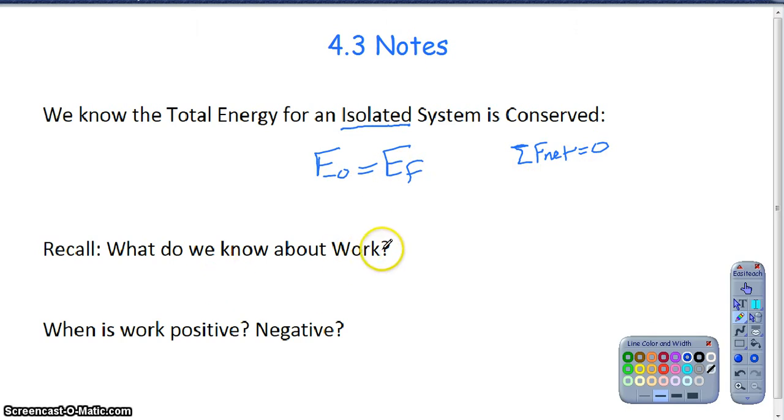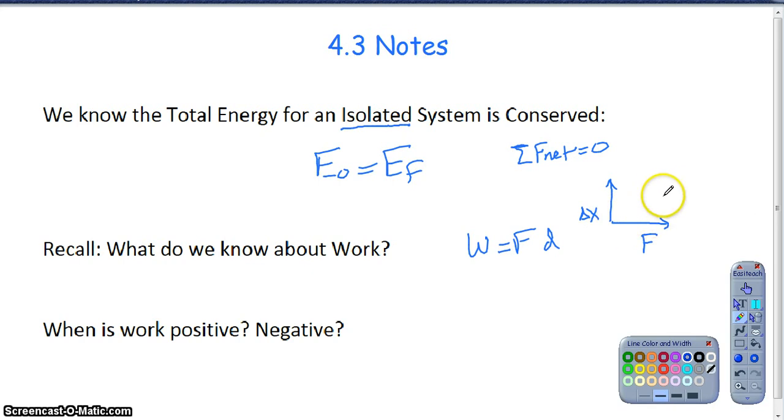All right, what do we know about work? Well, go back if you can to last year, right? We know that work equals force times distance. But what has to be true about the force and the displacement, right? In order for work to occur, the force and the displacement have to be the same direction, right? So if I have a force going this way and a displacement going that way, or vice versa, then how much work is done in this scenario?